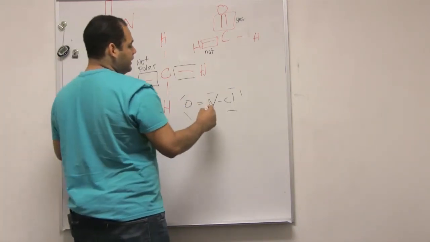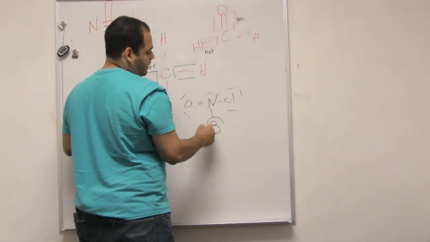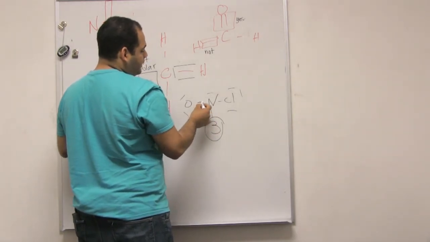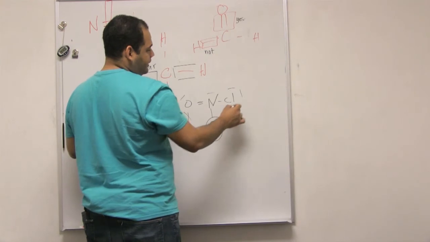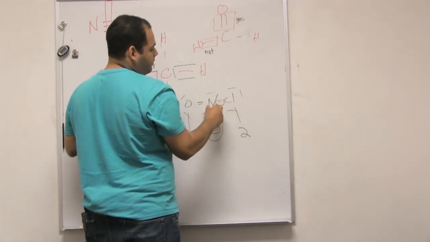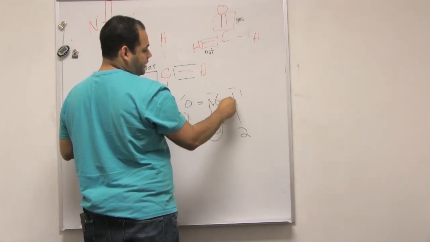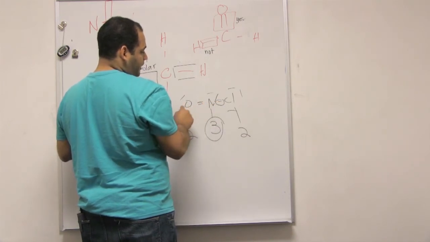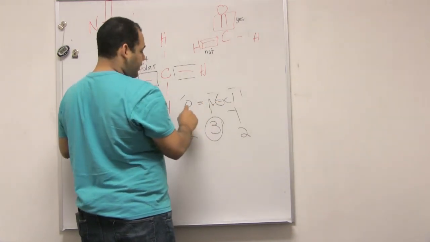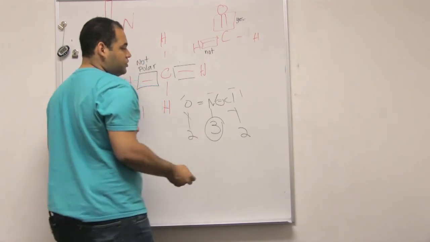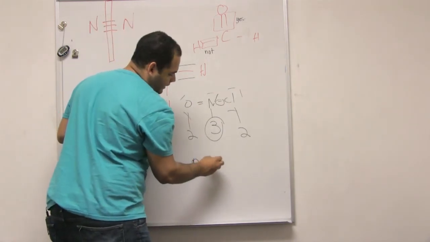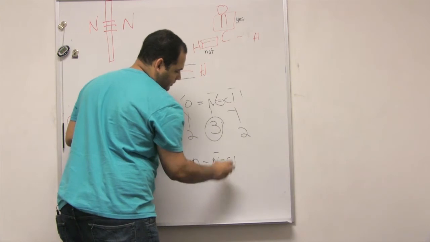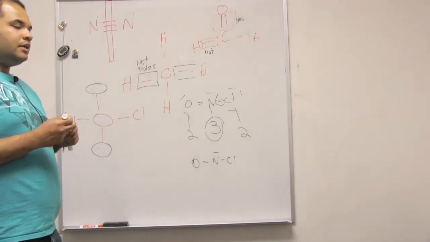Here, because nitrogen needs 3 electrons to be happy, right? So this guy needs 2 and this guy needs 1. So 1 bond makes 1 electron, this guy with 1 makes this 2. 1 electron from this plus 2 electrons from this make the 3, and these 2 electrons make the 2. So they are happy in that configuration with the lone pair.